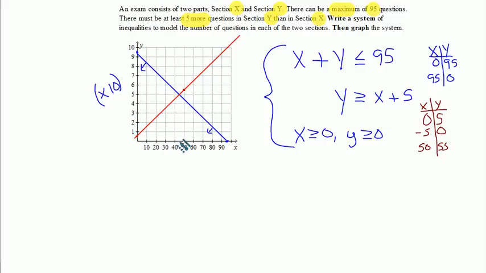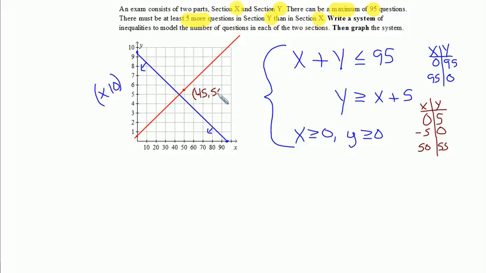It looks like that intersection point is about 45, 50. Does that work in this one? 45, 50, yep. That is 45, 50. It works in both these equations. So when x is 45, y is 50.